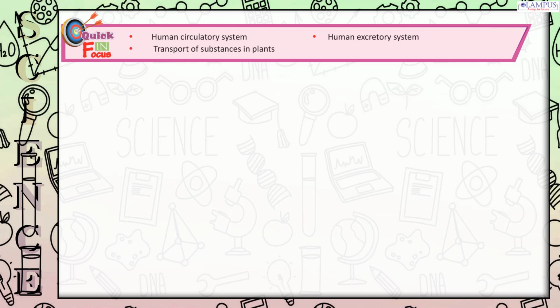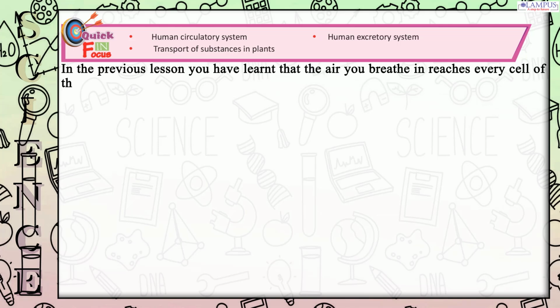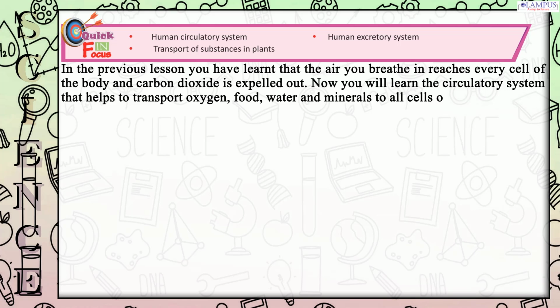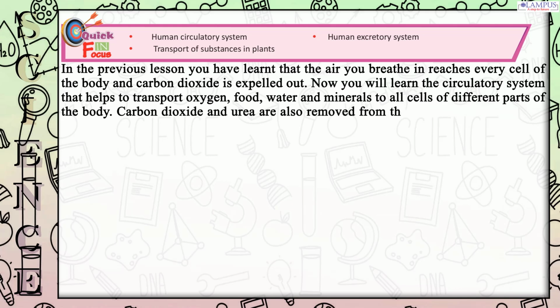In the previous lesson you have learned that the air you breathe in reaches every cell of the body and carbon dioxide is expelled out. Now you will learn the circulatory system that helps to transport oxygen, food, water and minerals to all cells of different parts of the body. Carbon dioxide and urea are also removed from the body as wastes with the help of the circulatory system.